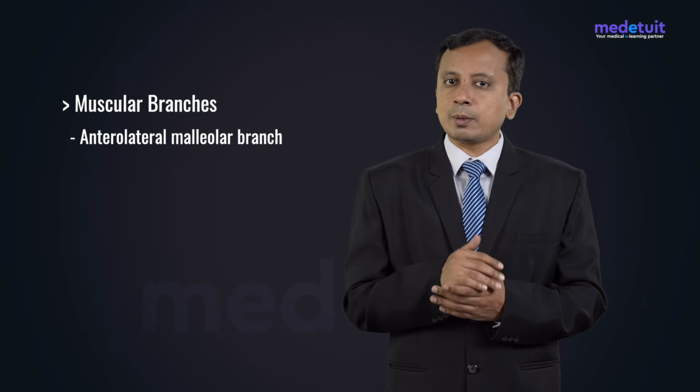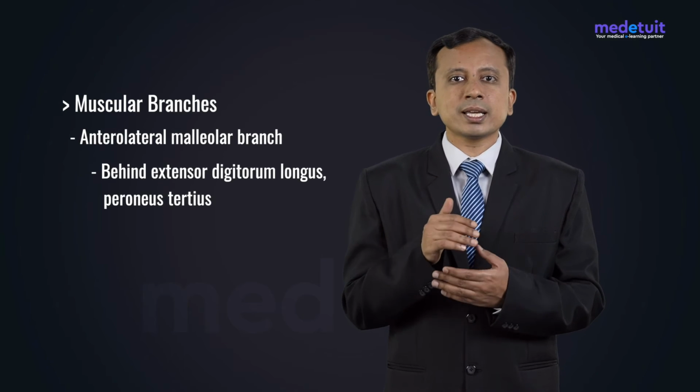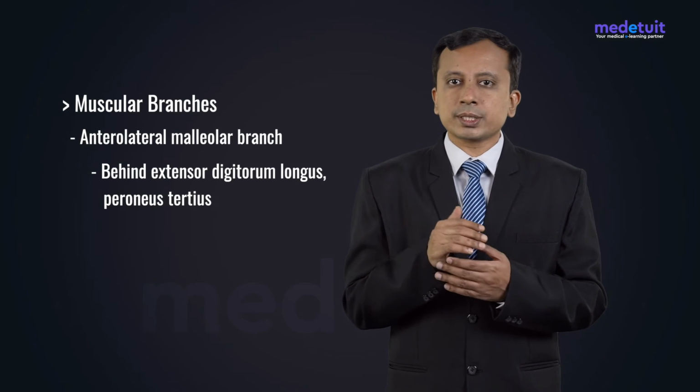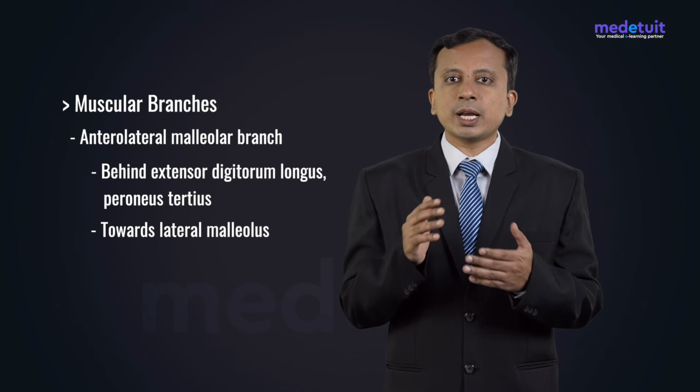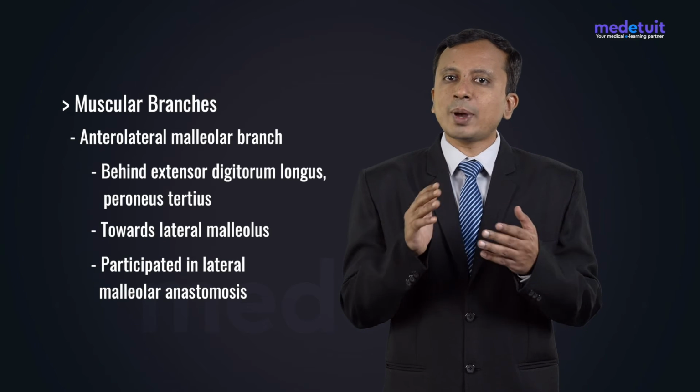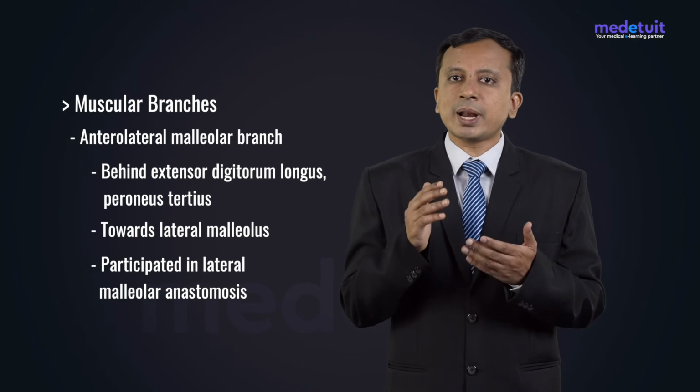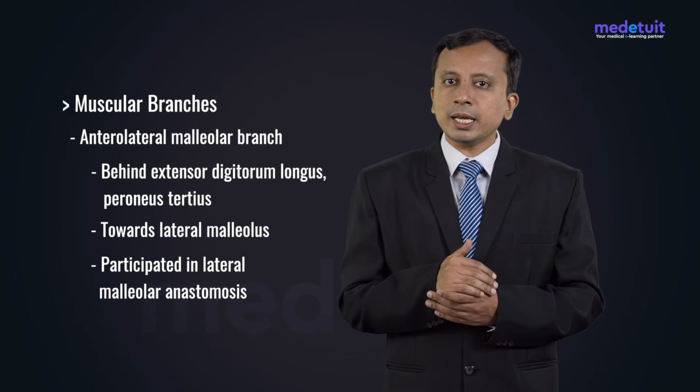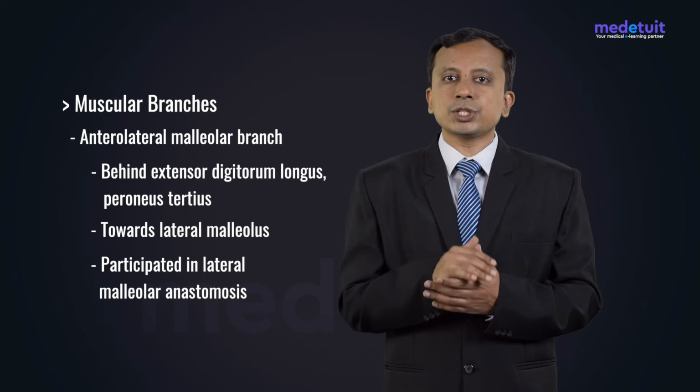The anterior lateral malleolar branch goes behind the extensor digitorum longus and peroneus tertius. It goes towards the lateral malleolus and participates in the lateral malleolar anastomosis along with the branches of the posterior tibial artery and also the tarsal branches.